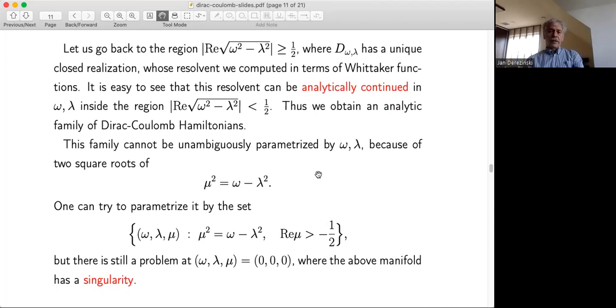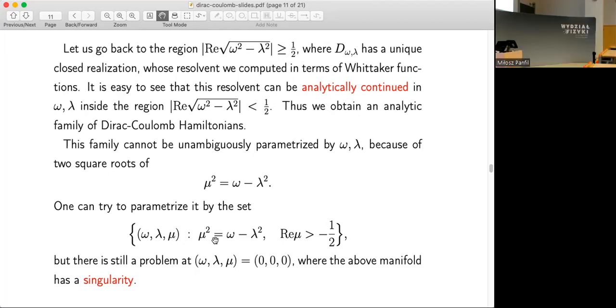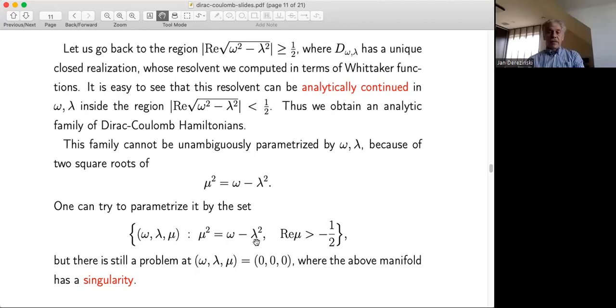This family cannot be unambiguously parameterized by omega and lambda because we have two square roots of omega squared minus lambda squared. There is a typo here, and it is repeated on the next slide. So one can try to parameterize these Dirac-Coulomb Hamiltonians by the following manifold: the space of triples omega, lambda, and mu that satisfy mu squared equal to omega squared minus lambda squared.